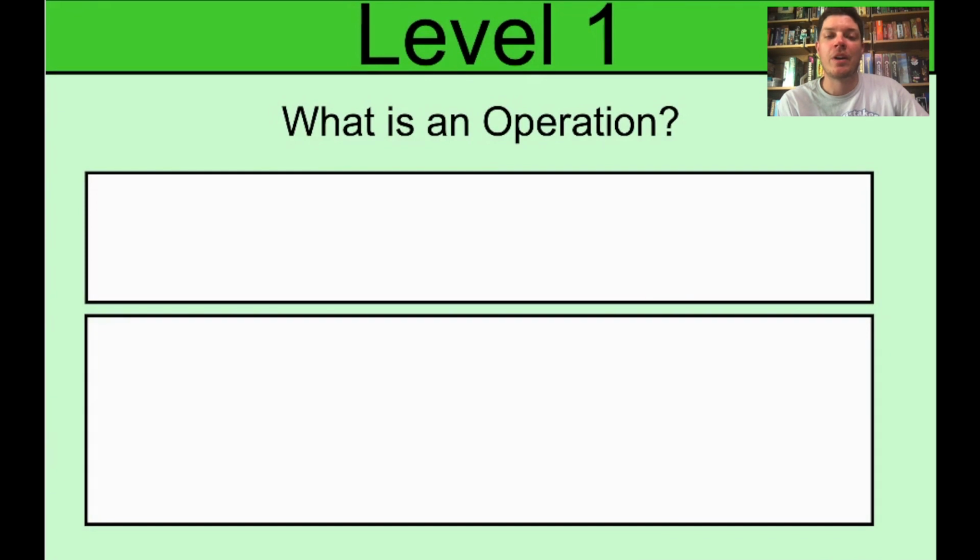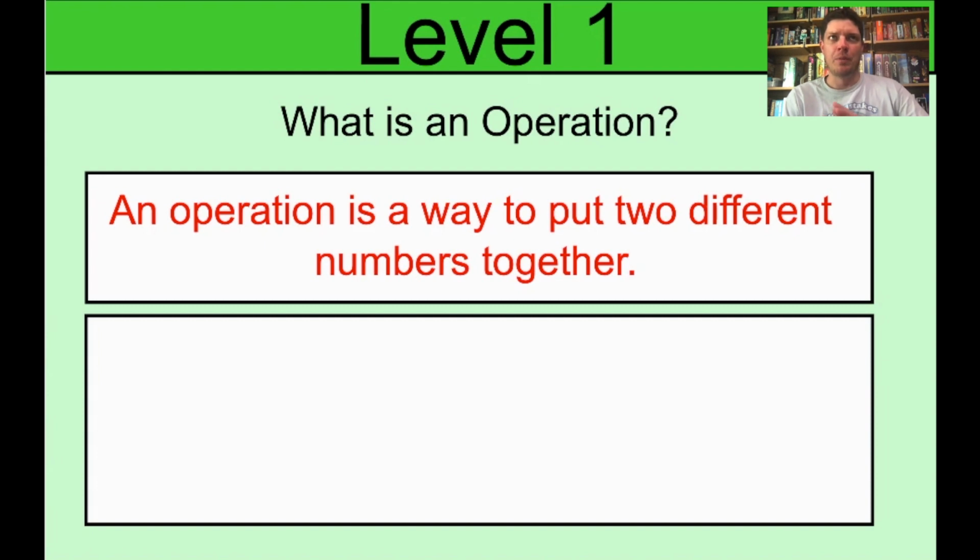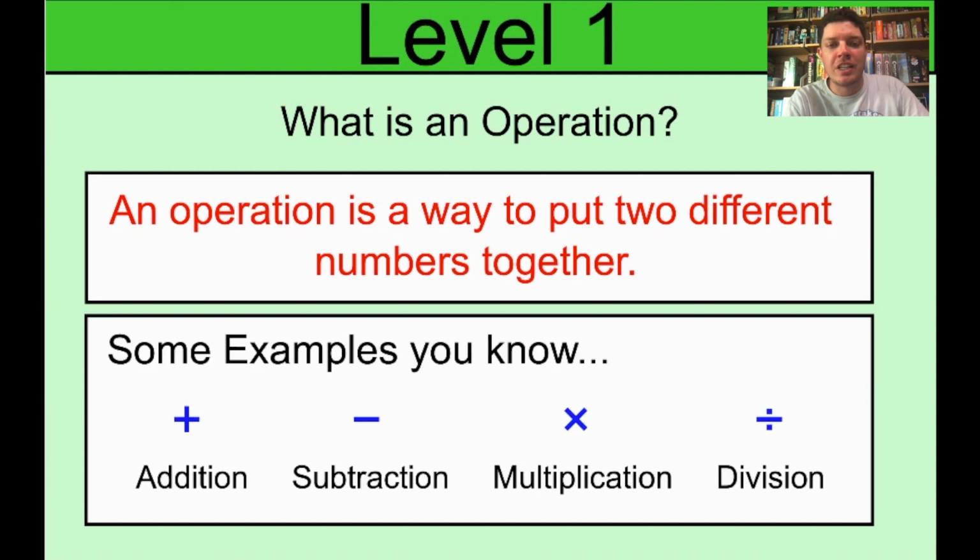So the first thing I want to talk about is what the heck is an operation? An operation is a way of putting two numbers together. It's basically if you have two numbers and you put a symbol in between, you want different stuff to start happening. The most common operations that you know about are addition, subtraction, multiplication, and division, but there are a lot more, and we'll talk about a few more this year, and then you're going to learn about a lot more when you get to the high school.